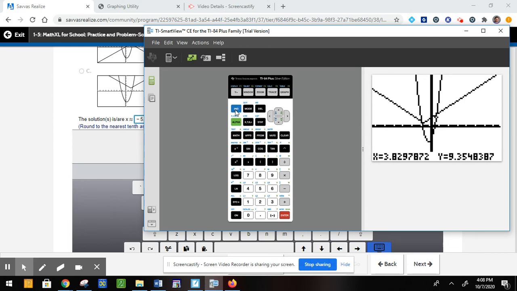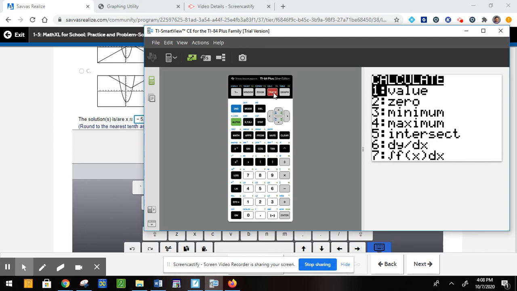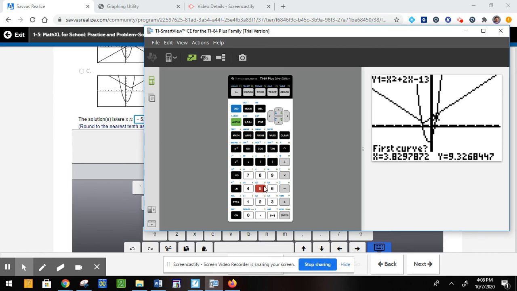Now I'm going to do the same function: second, calc, intersect. We're going to move the cursor over to where I need it to be. I'm going to hit enter there. Again, I'm trying to get this intersection point now. We already have this one. I'm trying to get this one. Hit enter again on the second curve. Ignore that. And the answer is 4.1.